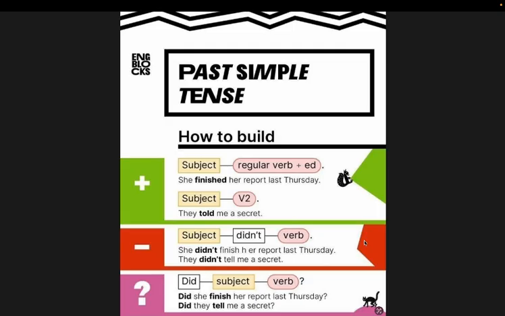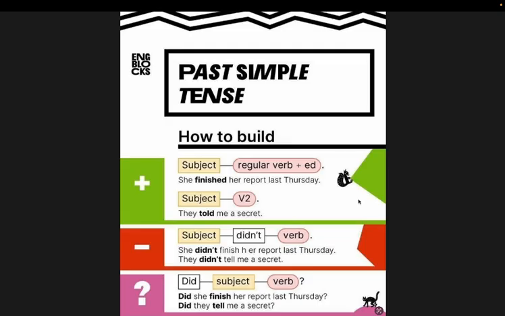Now, let's see how we make a sentence using the past simple tense. If we want to make a positive sentence, we just put the subject plus the past verb. For example, I can say she finished her report, or they told me a secret.